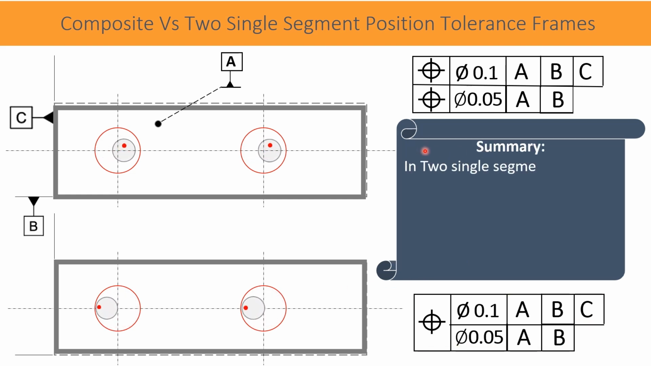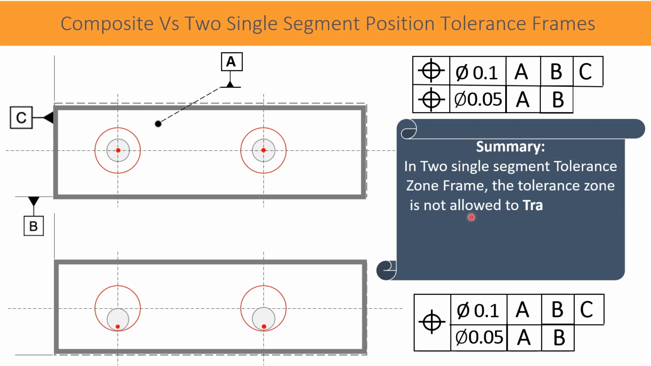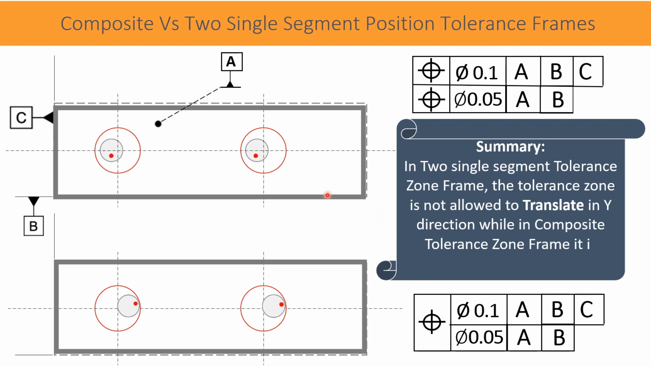In the given example of the two single segment tolerance zone frame, the diametrical 0.05 tolerance zone can be translated only in the x direction, as shown in the animation, relative to datum C, and it is within the diametrical tolerance zone of 0.1. In the case of the composite positional tolerance zone, the 0.05 tolerance zone can be translated in the x as well as the y direction relative to datum B and datum C. It is within the diametrical tolerance zone of 0.1.